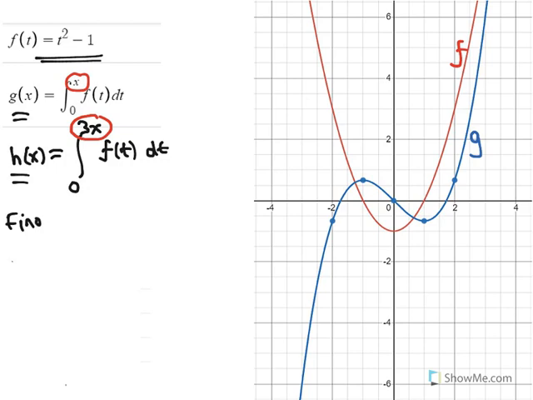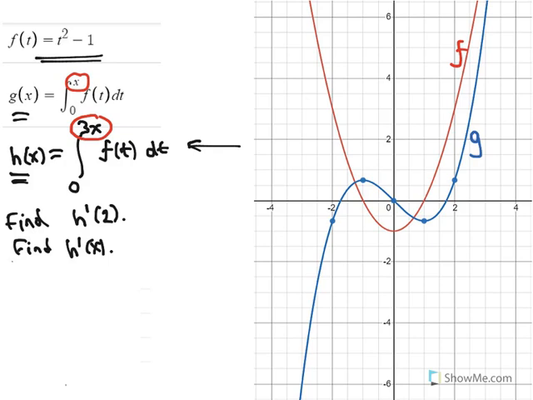And what is it that we want to do here? We want to find h prime of 2. So to find h prime of 2, we need to begin by finding h prime of x. And we may do that by using the second fundamental theorem of calculus in conjunction with the chain rule, because the function h is a composition of two functions where the outside function is defined using a definite integral.